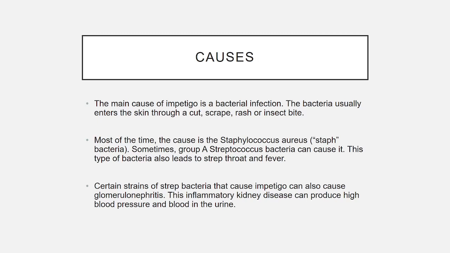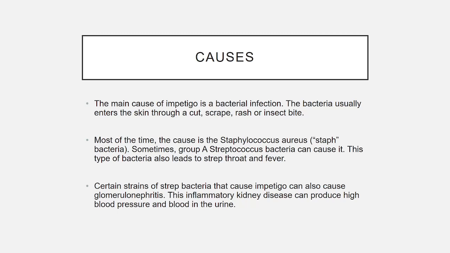The causes. The main cause of impetigo is a bacterial infection. The bacteria usually enter the skin through a cut, scrape, rash, or insect bite. Most of the time, the cause is Staphylococcus aureus, or staph bacteria. Sometimes group A Streptococcus bacteria can cause it. This type of bacteria also leads to strep throat and fever.